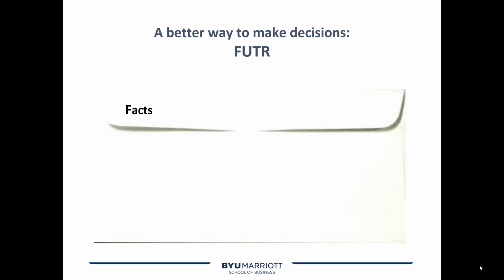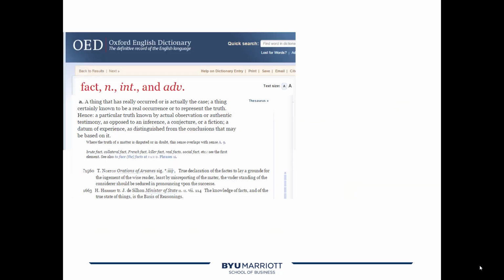So the FUTR Model has 4 elements. First are facts. Second are unknowns. Third are theories. And fourth are risks. And those are the 4 elements of the FUTR Model. And in this video, we're going to talk about the first 2, and then we're going to talk about the other 2 in ensuing videos.